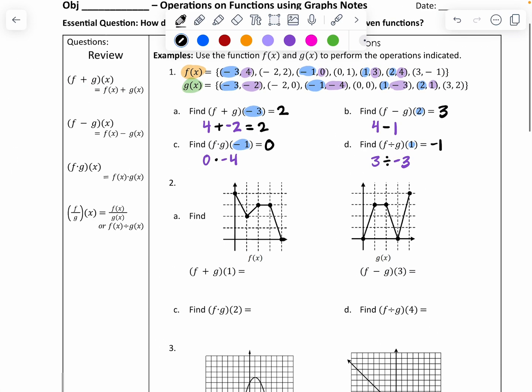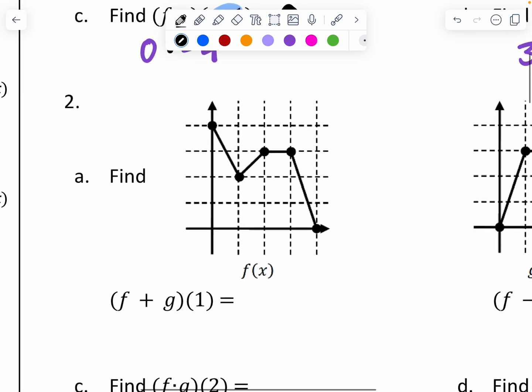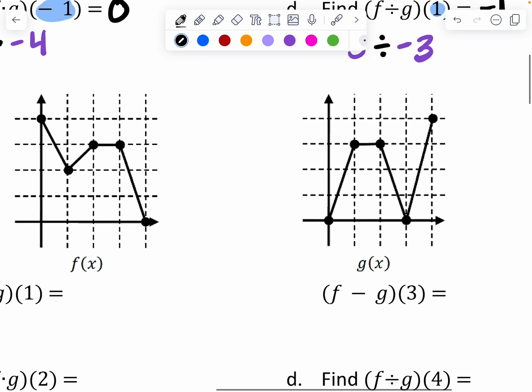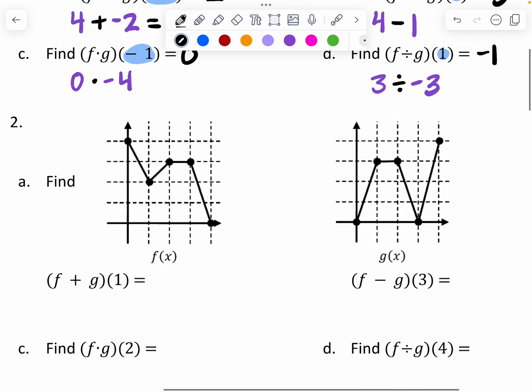So let's do the same thing, but instead of the ordered pairs given to you, we're looking at a graph. So here's f of x and g of x. A is find f plus g of 1. So in f of x, when the input is 1, so that would be your x-axis.